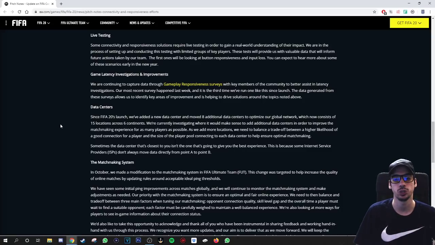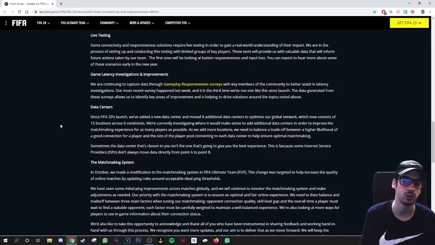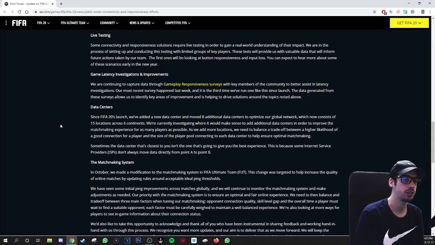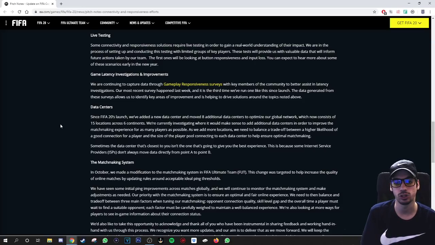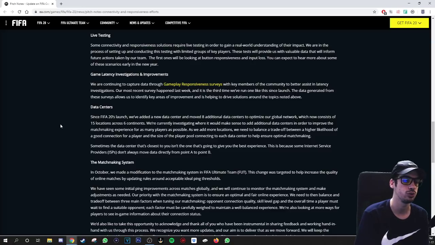Since FIFA 20's launch, we've added a new data center and moved 8 additional data centers to optimize our global network, which now consists of 15 locations across 6 continents. We're currently investigating where it would make sense to add additional data centers in order to improve the matchmaking experience for as many players as possible. As we add more locations, we need to balance a trade-off between a higher likelihood of a good connection for a player and the size of the player pool connecting to each data center to help ensure optimal matchmaking. Sometimes the data center that's closest to you isn't the one that's going to give you the best experience. This is because some internet service providers don't always move data directly from point A to point B.